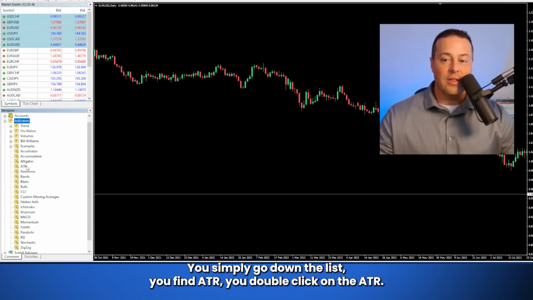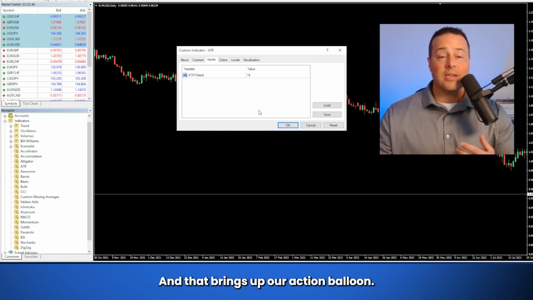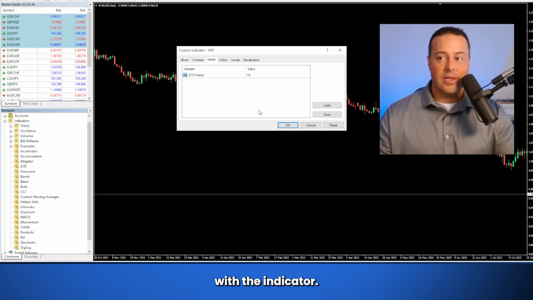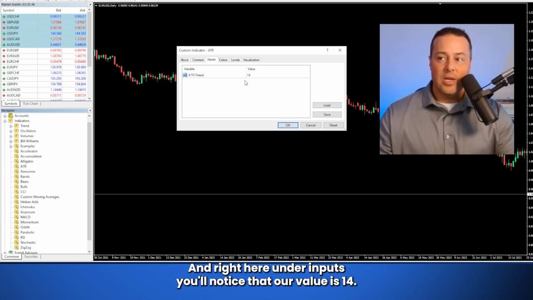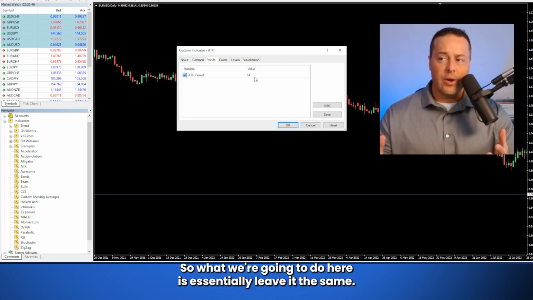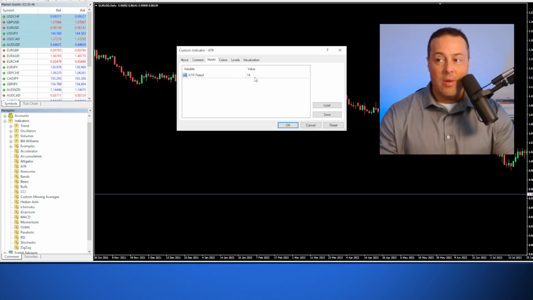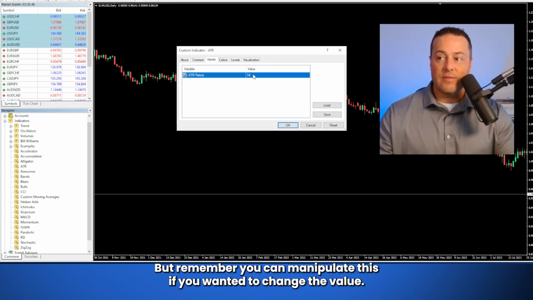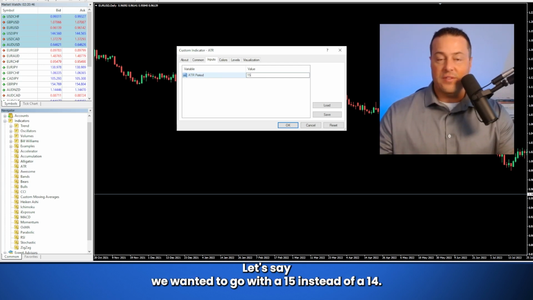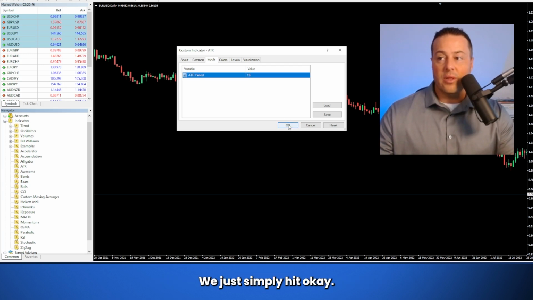You simply go down the list, find ATR, and double click on ATR, and that brings up our action balloon. The action balloon lets us do pretty much whatever we want with the indicator. Right here under inputs, you'll notice that our value is 14. Remember that ATR period, 14 is the default setting. We're going to leave it the same, but remember, you can manipulate this. If you wanted to change the value, you can make it anything you want. Let's say we wanted a 15 instead of a 14. We just hit OK.